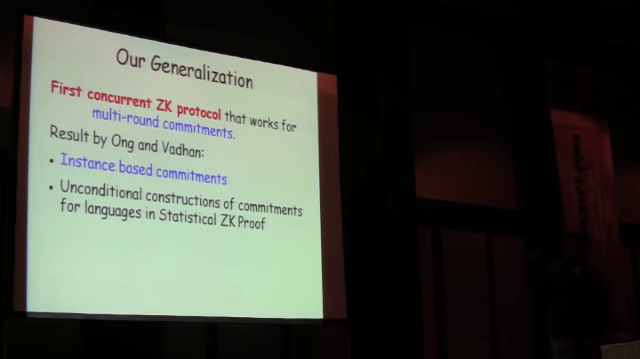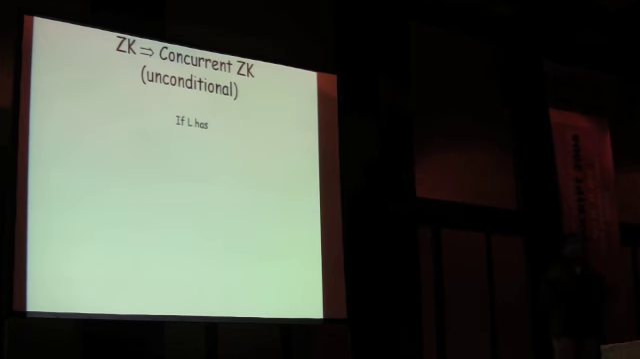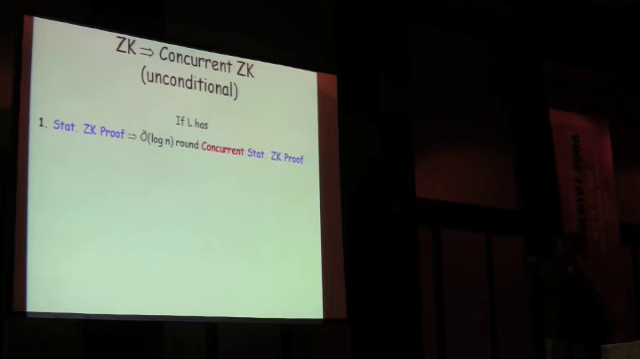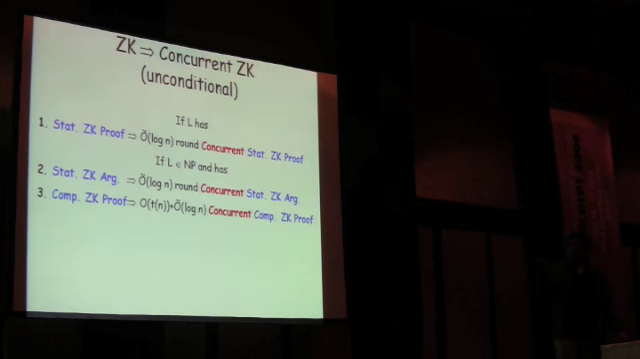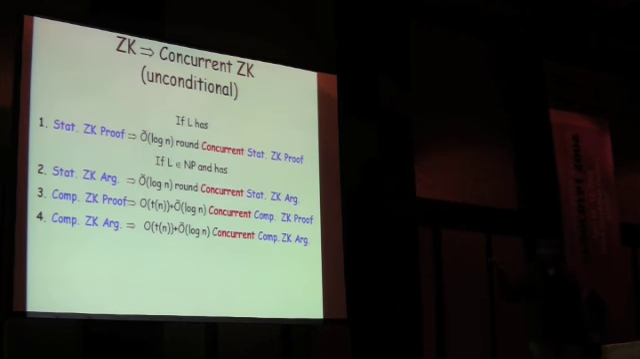And using this, we can use the instance-based commitments that were introduced by Ong and Vadhan, and we get the following results. We show that everything that has a zero-knowledge protocol can also have a concurrent zero-knowledge protocol, and this is an unconditional proof. So we show that if L has a statistical zero-knowledge proof, then it has an order log n round concurrent zero-knowledge proof. Then if it's further in NP, we can also show it for the others, for the statistical arguments, computational proofs, and computational arguments, you can also construct concurrent protocols. And thank you.